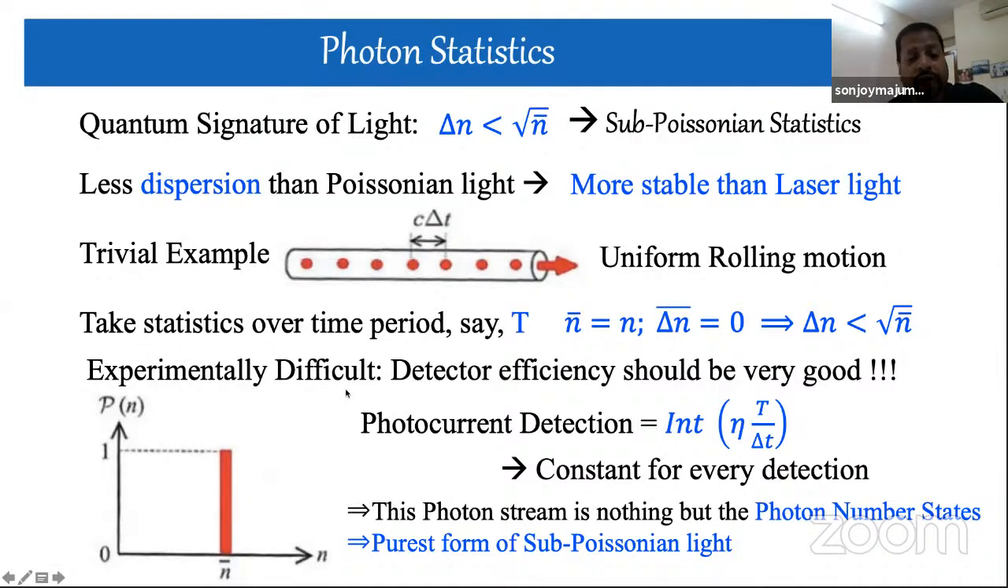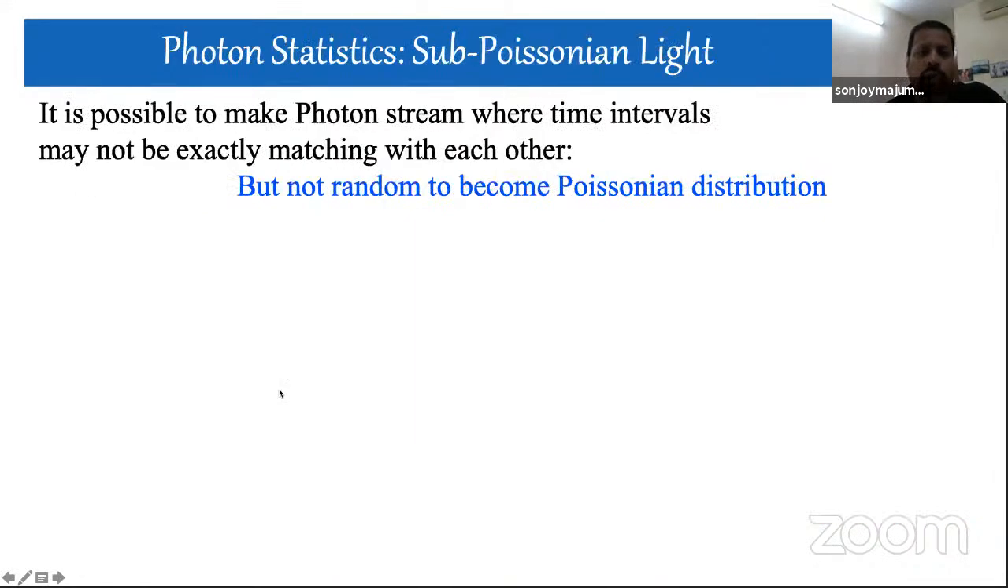It will be very difficult. Okay, but close to this kind of scenario, it is possible, as we see in the next few slides. What we are going to see is that it is possible to make the photon stream, though not in equal time intervals, but for time intervals which may not exactly match each other. So it will be close to that, but may not be equal time intervals.